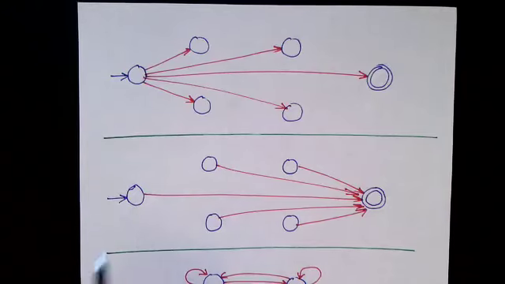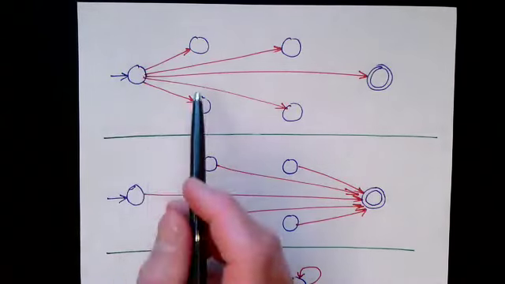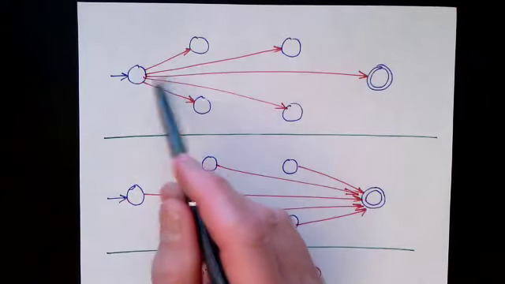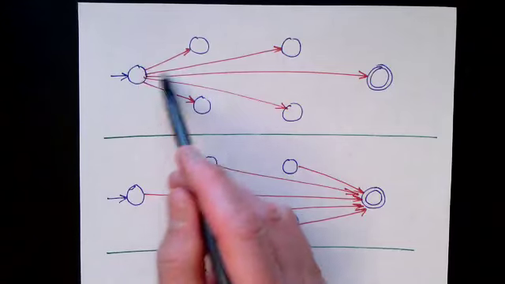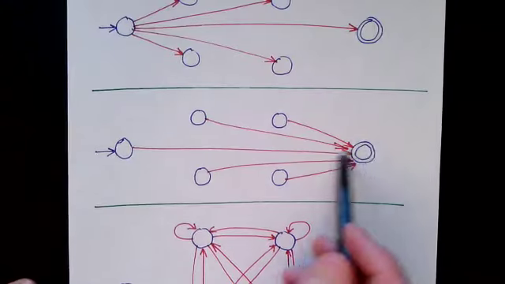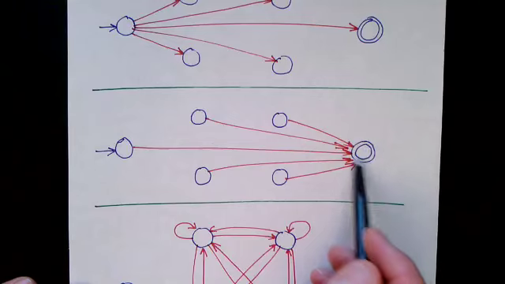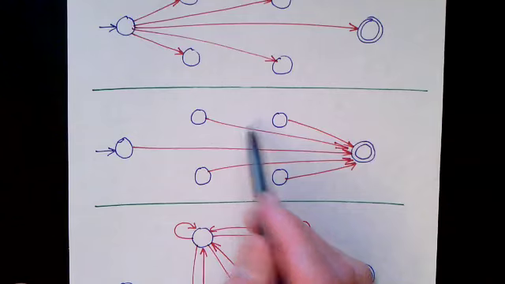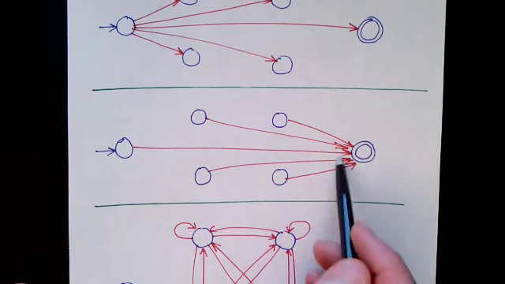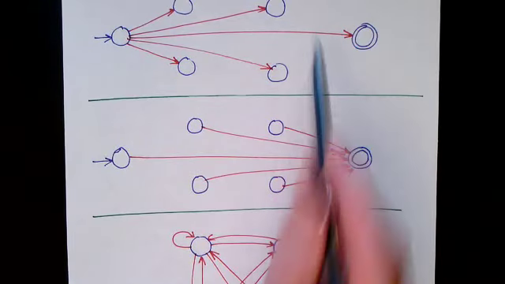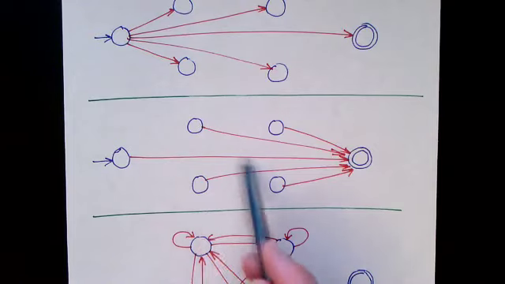Here's another attempt to show what kinds of edges we have in these machines. Here's our initial state, here's our final state. From the initial state, we have edges going to all the states in the machine, including the final state. Here's the same machine, and now we're showing the edges that are coming from other states to the final state. So from every state, including the initial state, we've got an edge going to the final state. So really, this edge here is the same as this edge here.